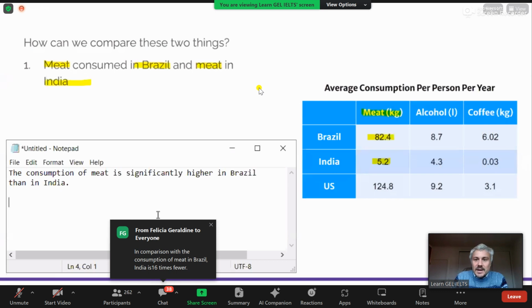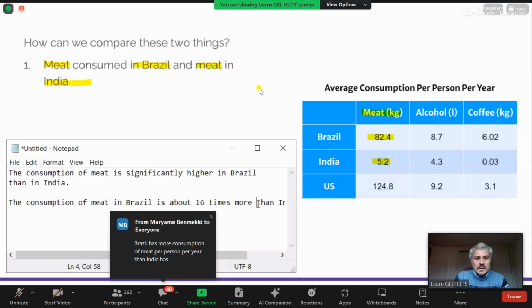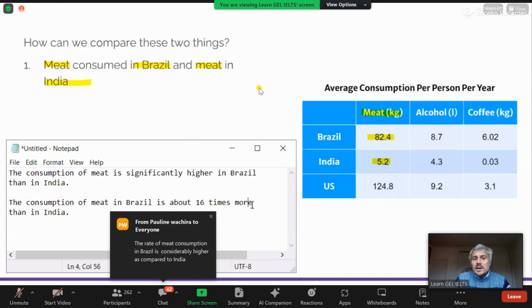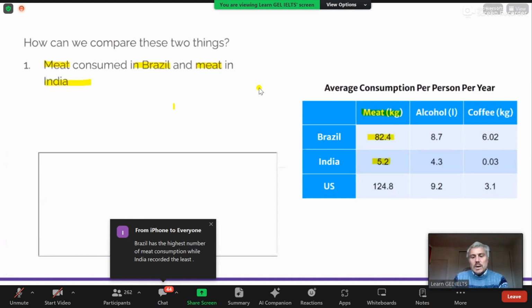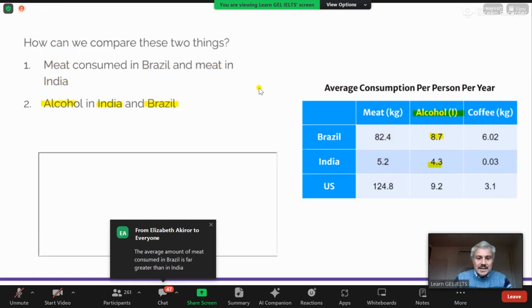Okay, let's have a look. This is a nice one as well. I like this one. The consumption of meat in Brazil is about 16 times more than in India. Very nice. We could use more or we could use higher. For consumption, we normally talk about high or low consumption. Okay, very good, guys. Well done. What about question number two? Alcohol in India and alcohol in Brazil. Let's compare these ones, please. Type your sentences in the chat box.